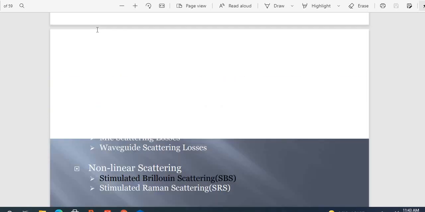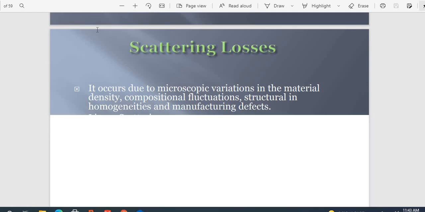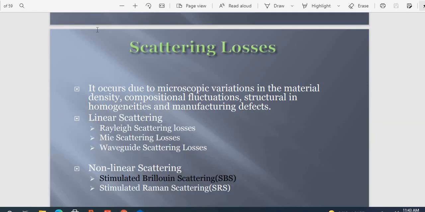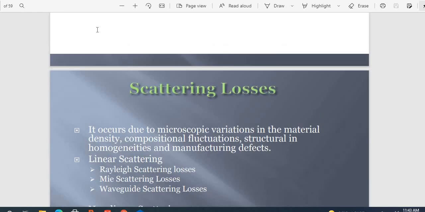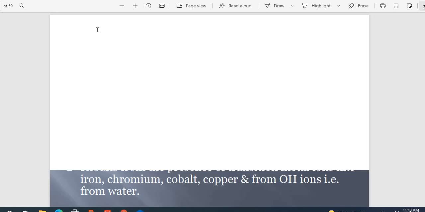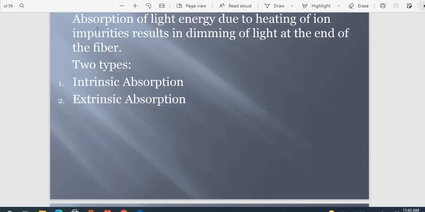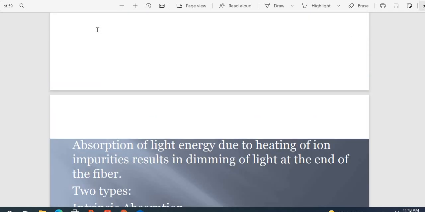So scattering is of two types: one is linear, another is non-linear. In linear, what are the things covered? Rayleigh scattering, Mie scattering, waveguide scattering. Non-linear covers SBS and SRS. Those come under these two particular scattering types, right? Next, we learned about absorption. In absorption, we also saw intrinsic and extrinsic absorption.